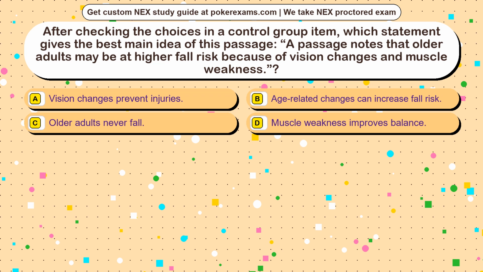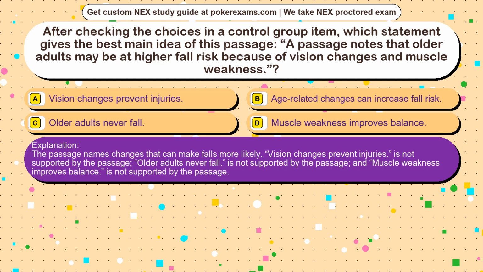The correct answer is option B. The passage names changes that can make falls more likely. Vision changes prevent injuries is not supported by the passage, older adults never fall is not supported by the passage, and muscle weakness improves balance is not supported by the passage.